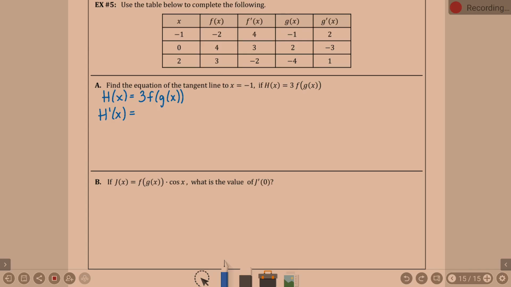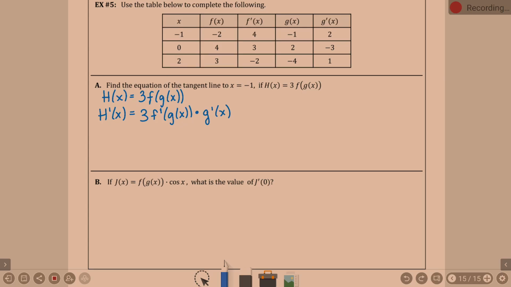The 3, I would say it's just a constant, it just carries around out front. So what's the derivative of 3 times f of g of x? Well, what's my outside function? It's f, yes? So the derivative is going to be 3 times f prime of g of x. So we're doing the derivative of f, keeping the inside the same, times the derivative of g of x, so g prime of x. That's how I would write out my rule.